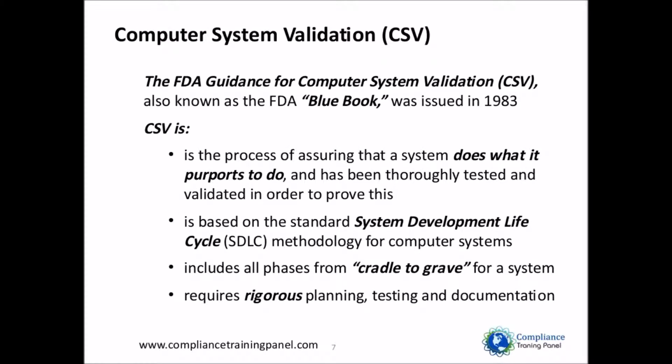FDA in 1983 issued their first guidance on computer system validation called the Blue Book. It's the process of assuring a system does what it purports to do. That's language provided by FDA, does what it purports to do. And to do that, you have to thoroughly test your system and validate it and make sure it meets all of the functional requirements that you've laid out for it. So you expect a certain set of functional requirements, and your testing proves that the system does what it purports to do, meaning the functional requirements are met.